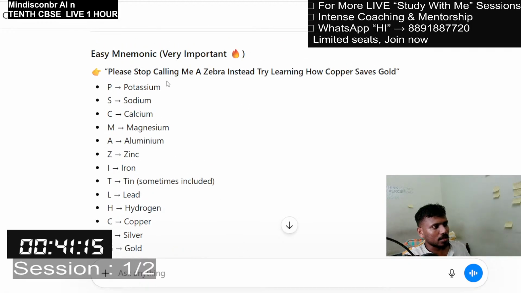This is a mnemonic to study this order: potassium, sodium, calcium, magnesium, aluminum, zinc, iron, tin, lead, hydrogen, copper, silver, gold. Please stop calling me a zebra, instead try learning how copper saves gold.